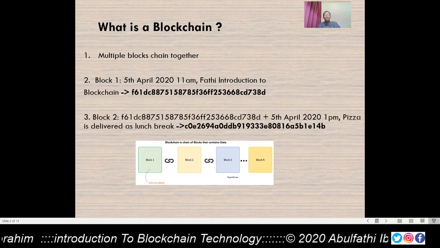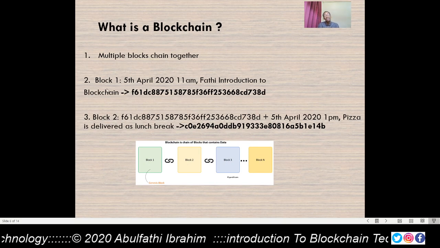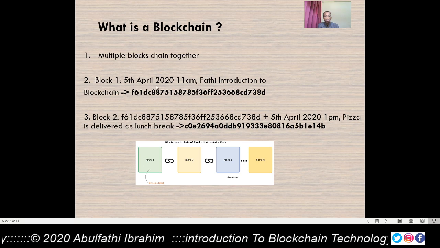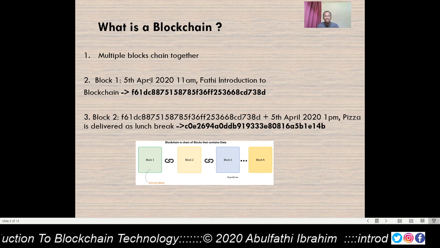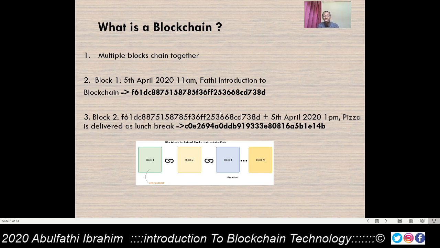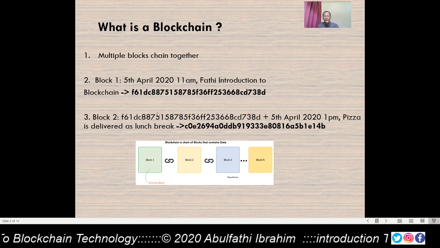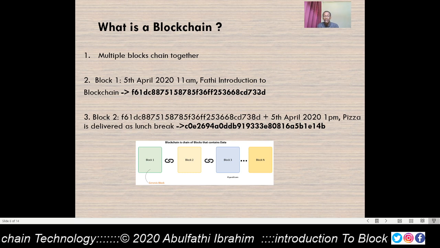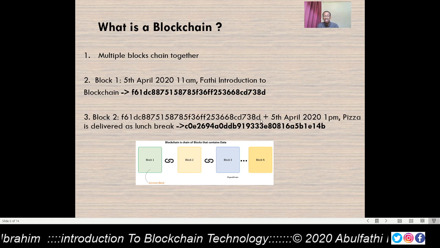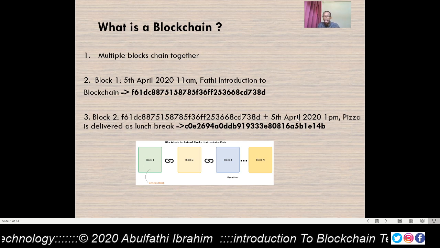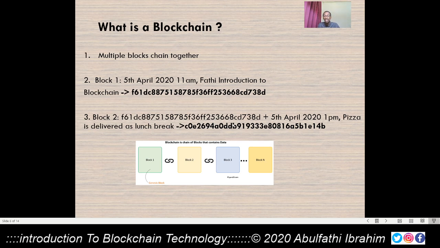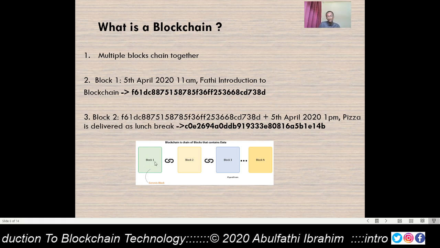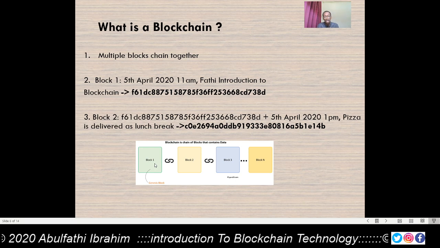So how does this block work? If you look here, multiple blocks are chained together. Assume I have two blocks now. Block one, 5 April 2020, 11 a.m. You look at this hash: this hash represents the information for block one. Also block two: in order to add another block to block one, I have to use the previous hash of block one. Block one starts with F6 and ends with 8D. Look here, block two, F6, 8D. It means it will take the previous hash plus new data, then it will bring another data. So block one usually doesn't have any previous hash. They call it the genesis block. So block two, definitely, if you have information here, block one will generate a hash.